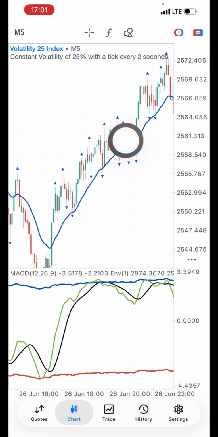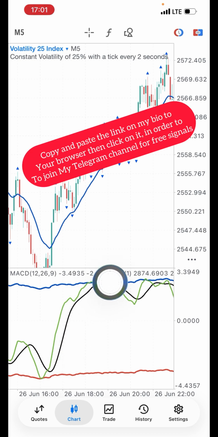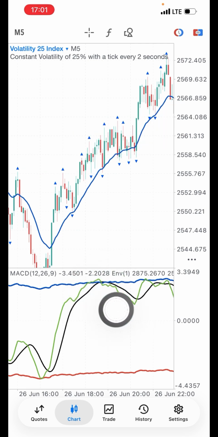Now you can see that price was going up. All right, now the indicator has shown you that price has gotten to the overbought level. All right, and you have to look for sell entry now. So you can see here that the green line crossed below the black line, which is a sell condition according to what I just explained earlier.